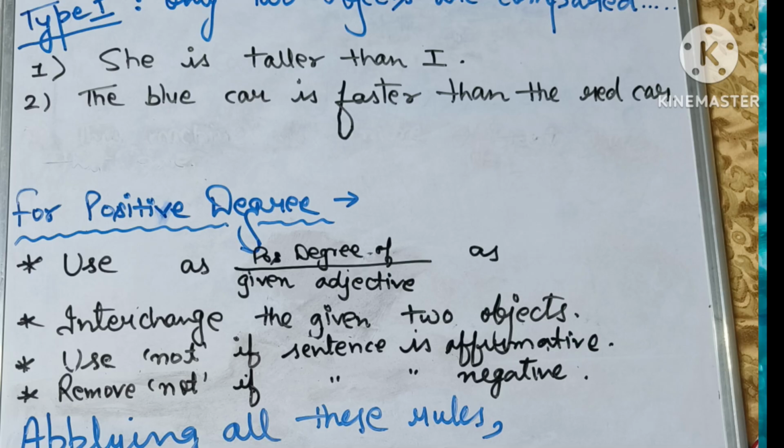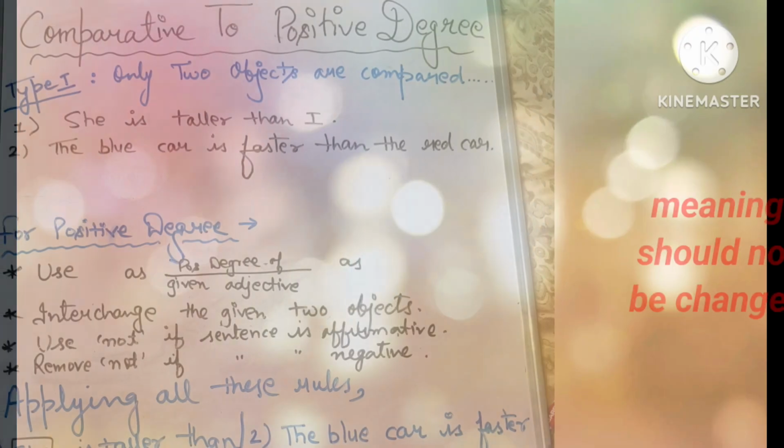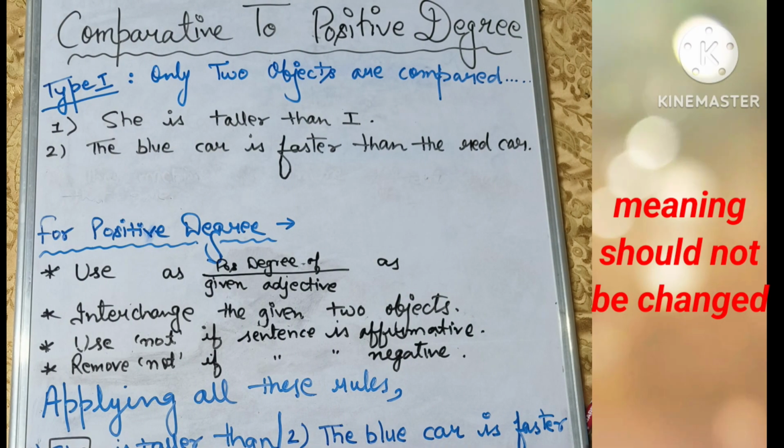Now rule number 3. Rule number 3 says if the given sentence is positive, that means she's taller than I, have they given you not in the sentence? No, "she's not taller than I" is not given to us. Directly, she is taller than I. So if the sentence is positive, you have to make it negative, and if it is negative, you have to make it positive. Why do we do so? We do so that the meaning of the sentence should not be changed, right?